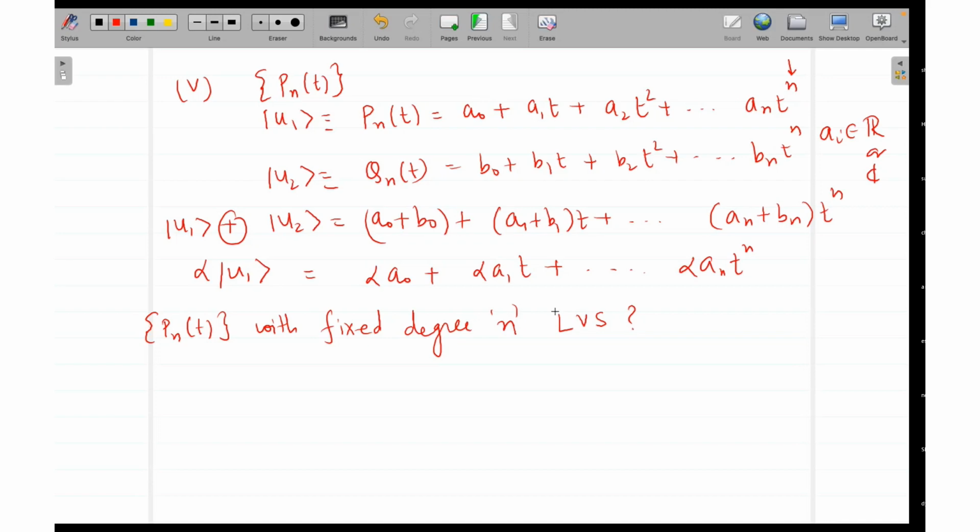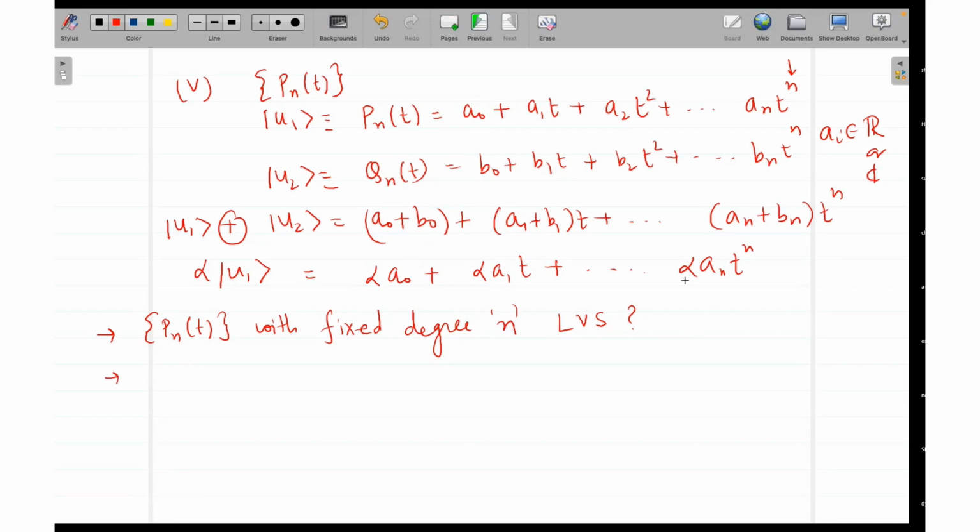Will this, with fixed degree n, constitute a linear vector space? No, sir. And why is it no? Because if alpha equals zero, multiplying would introduce higher powers, or multiplication by zero would make the coefficient of t to the n equal to zero.